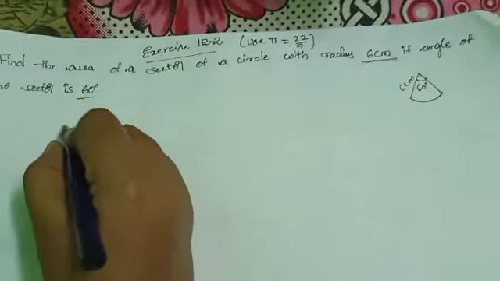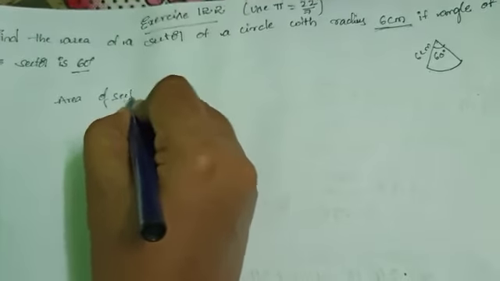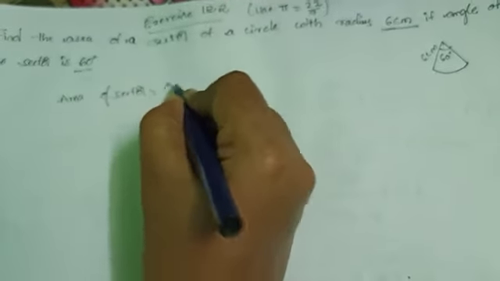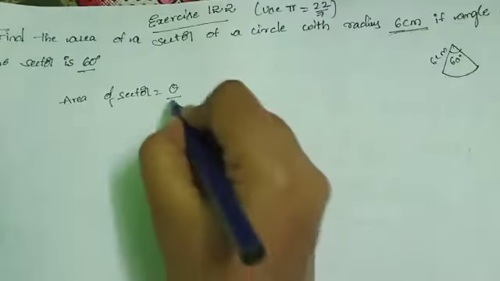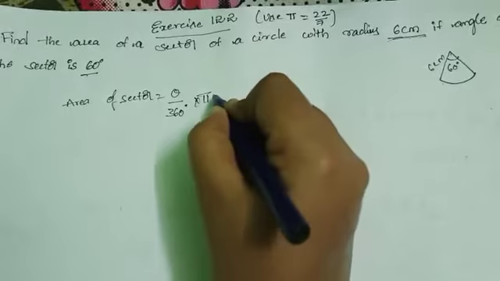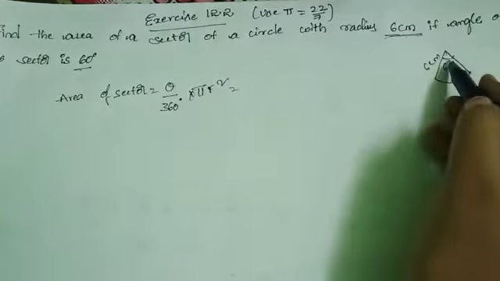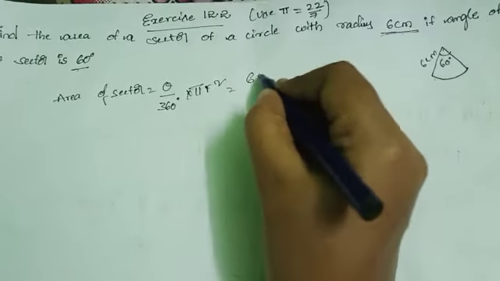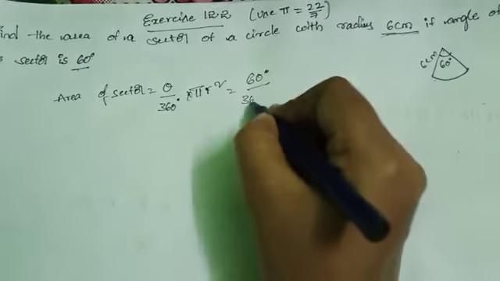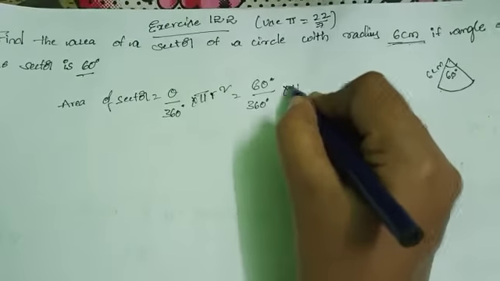We know the area of the sector formula. Area of a sector equals theta by 360 into pi r square. Substitute the theta value: 60 by 360, here theta equals 60 degrees, into pi r square.